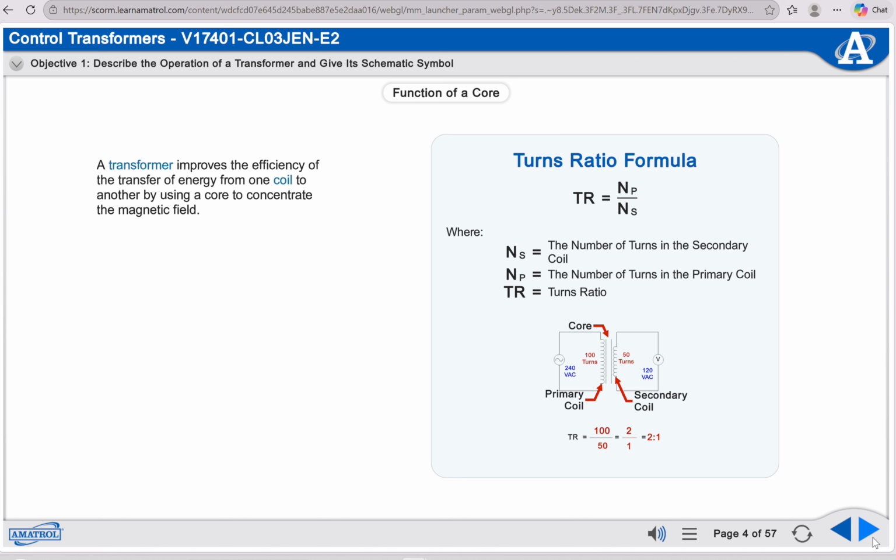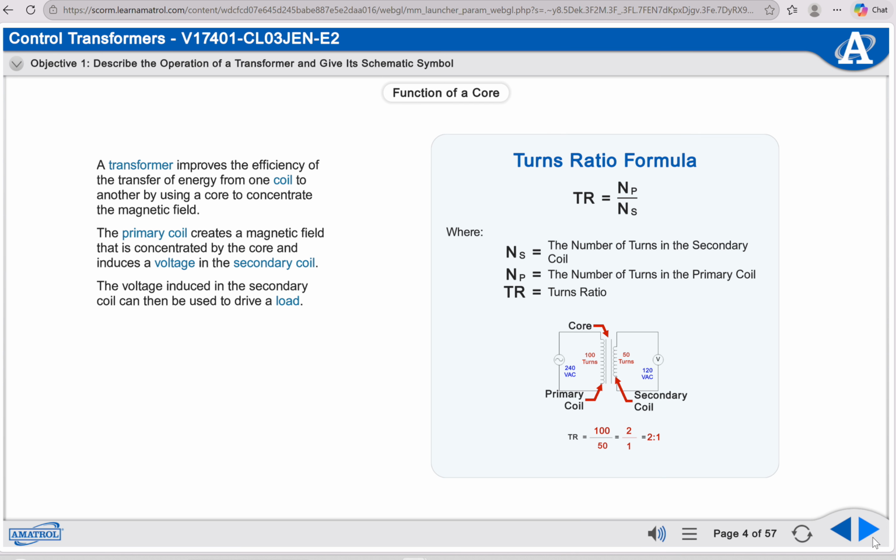A transformer improves the efficiency of the transfer of energy from one coil to another by using a core to concentrate the magnetic field. The primary coil creates a magnetic field that is concentrated by the core and induces a voltage in the secondary coil. The voltage induced in the secondary coil can then be used to drive a load.